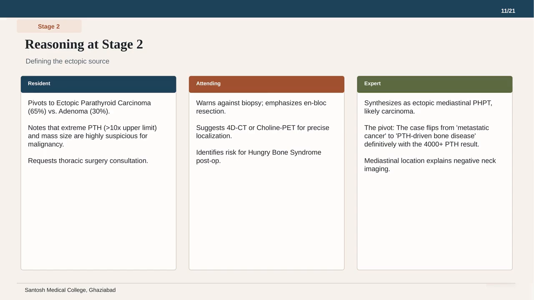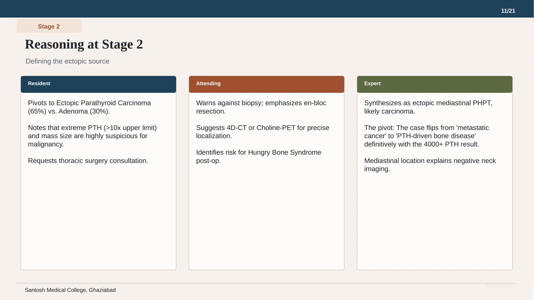The attending in the center warns against a biopsy to avoid seeding and emphasizes the need for an en bloc resection. They also suggest advanced imaging like 4D CT for precise localization and identify a high risk for post operative hungry bone syndrome. The expert synthesizes all of this, confirming that the case has definitely flipped from a suspected metastatic cancer to a parathyroid hormone driven bone disease.